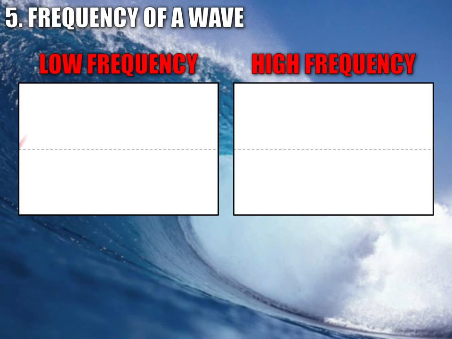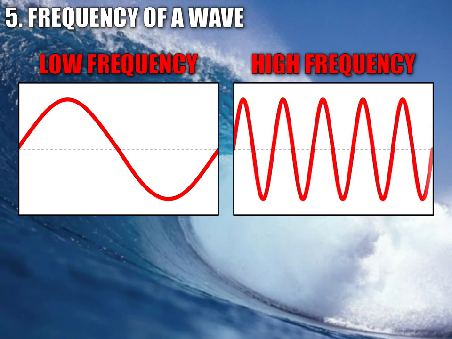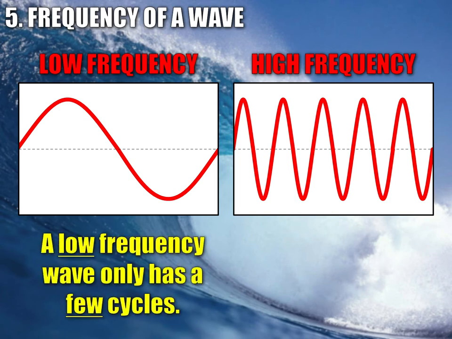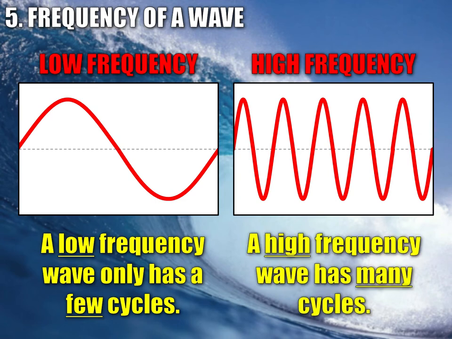So a low frequency wave will look something like this. The high frequency wave should look something like this. I've tried to make them have the same amount of energy, so they both have the same amplitude. The only thing that's different is the number of cycles that are occurring. We see that the low frequency wave has only a few cycles, in this case 1 cycle, whereas the high frequency wave has many cycles, in this case 5 cycles.